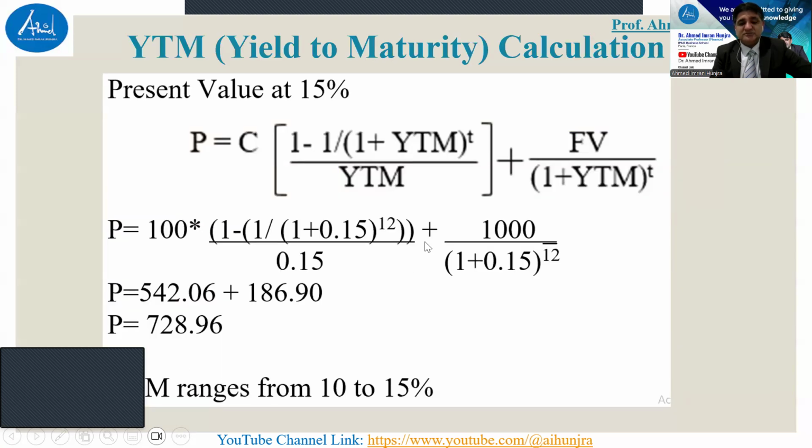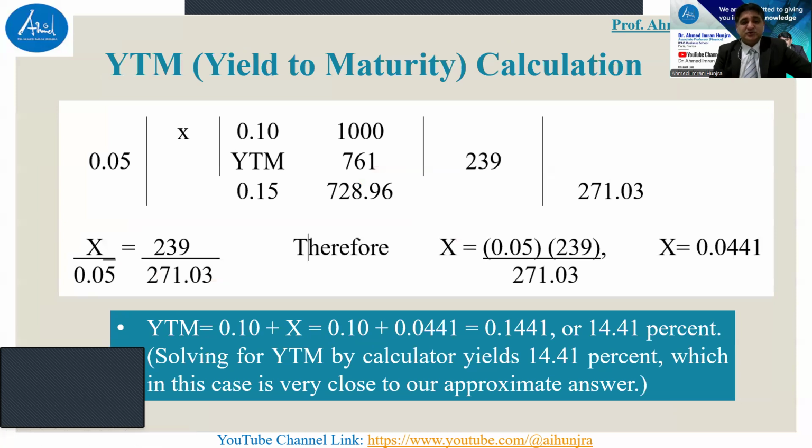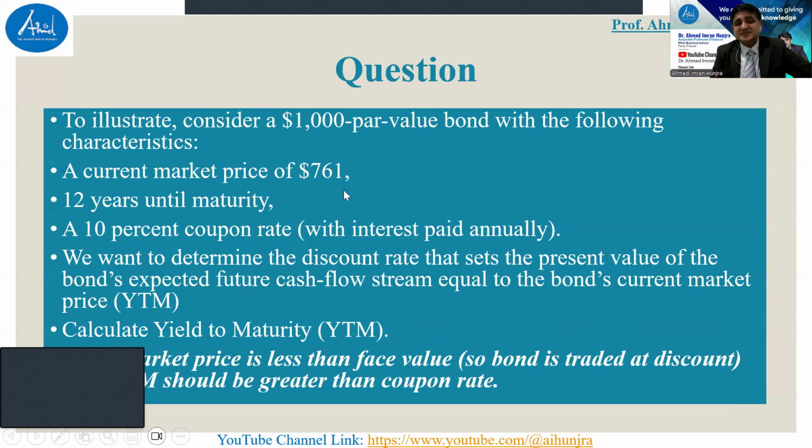From the next slide, we will make it more clear. If the rate is 10%, what is this 10%? The coupon rate. At the coupon rate, the value will always be equal to face value. At 10%, the value is 1000. We need YTM. What is YTM? It's the rate which gives us a value equal to the market price. The market price in this case is 761. We need to find a rate which gives a value equal to 761.